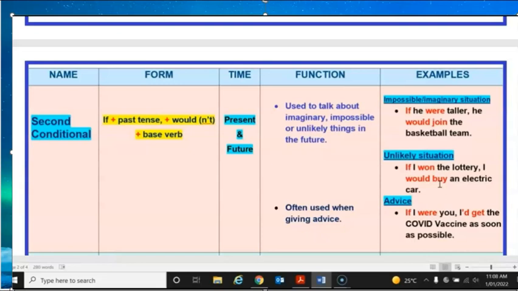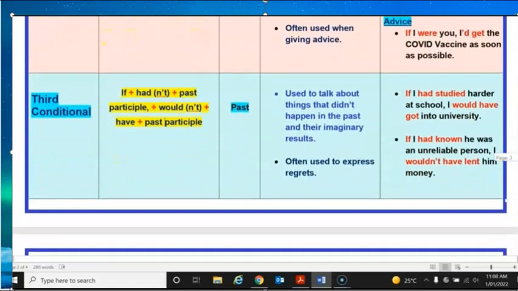The other thing to note about second conditional is that in English we often use this conditional to give advice. So if you look at this final example, if I were you, I'd get the COVID vaccine as soon as possible. So this is giving advice. Instead of saying you should do this, you can say if I were you, I would do something. Again, you can see that the be verb is were, if I were you. I'd is short for I would get the COVID vaccine. So that you can see how it is used to give advice.